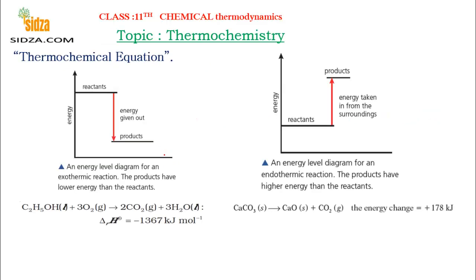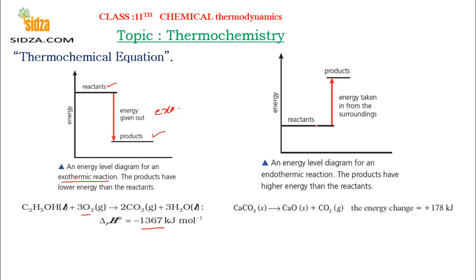So when energy is given out, that means the reactants have higher energy than the products. When the reactants have high energy and the products have lower energy, the energy will be given out. That means the reaction will be exothermic, right? So the delta H for this type of reaction will always be negative. Here's an example of an exothermic reaction. Ethanol reacts with oxygen and forms carbon dioxide and water, so lots of heat is released here, right? 1367 kilojoules of heat is released. So this reaction is an exothermic reaction.